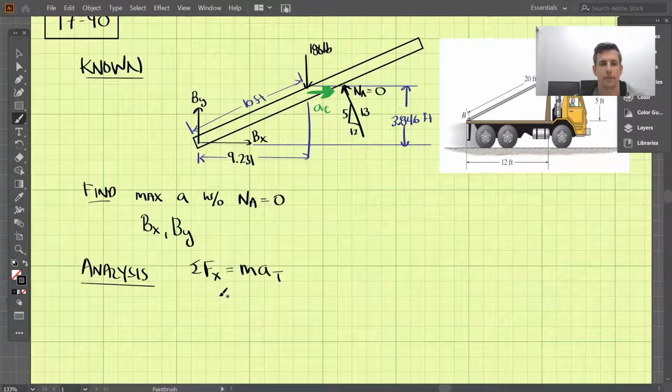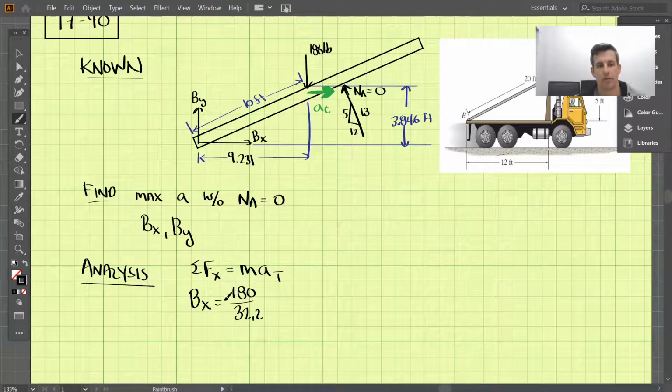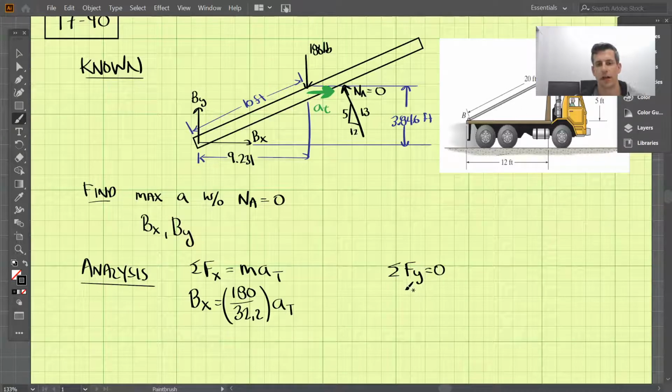Okay, so the sum of the forces in x, we have Bx, and I don't believe we have any other forces in the x direction, so that's going to be equal to the mass. The weight of the pipe is 180, so we take that divided by 32.2 to find the mass, and then the acceleration of the truck. Can't do anything more with that equation, so let's move on to the sum of the forces in the y direction. We know it's not accelerating in the y direction, so that is equal to 0.